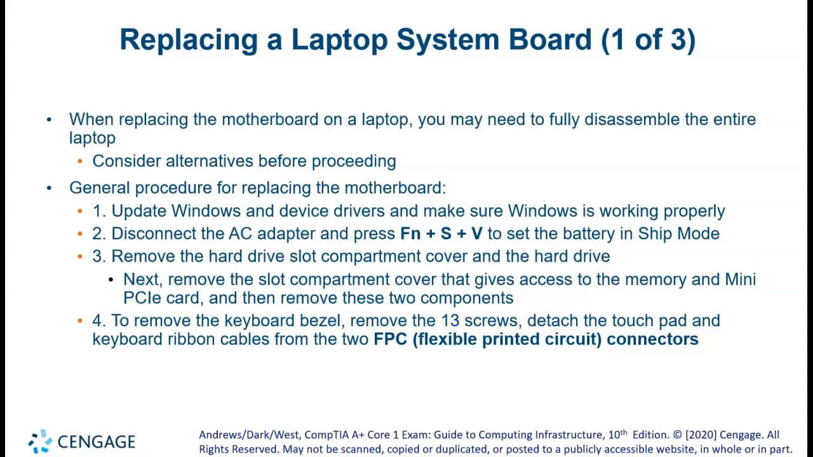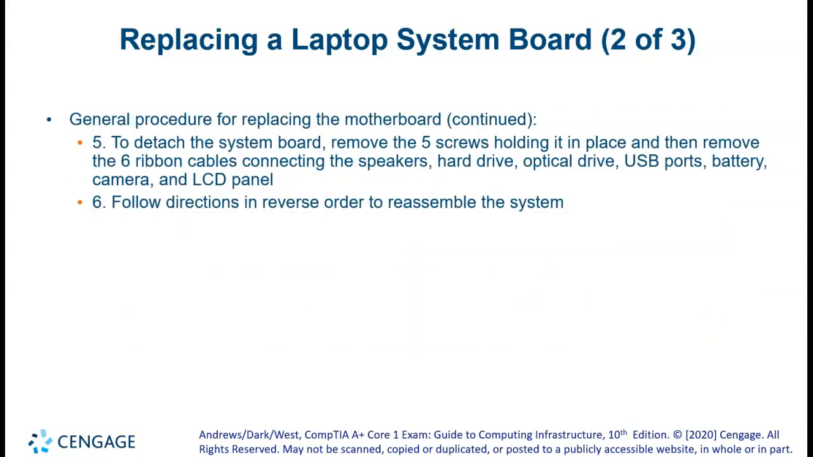Next, remove the slot compartment cover that gives access to the memory and the mini PCIe card, and then remove those components. Remove the keyboard bezel. Remove the 13 screws. Detach the touchpad and keyboard ribbon cables from the two FPC flexible printed circuit connectors. To detach the system board, remove the 5 screws holding it in place, and then remove the ribbon cable connecting the speakers, hard drive, optical drive, USB ports, battery, camera, and LCD panel.